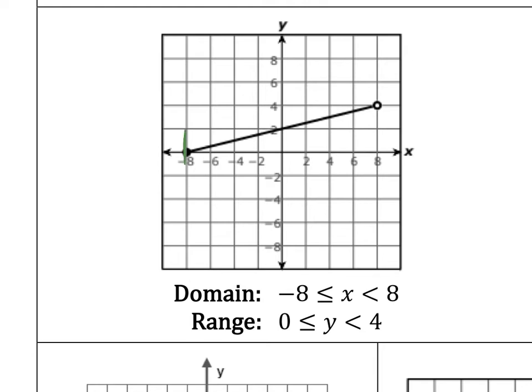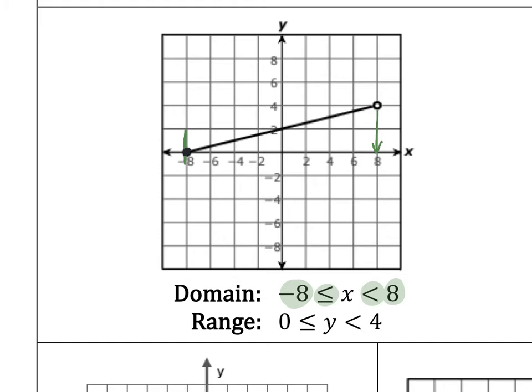Do you agree that where I put my little green mark is the furthest left it goes? Where's the furthest right it goes? 8. Do you notice that over here we have a closed circle, and over here we have an open circle? So look at my domain. My domain is from -8 with a closed circle to 8 with an open circle. Closed circle, open circle. Same pattern every time, right?